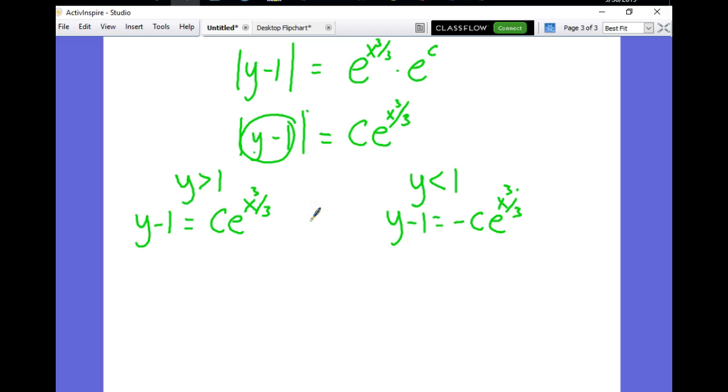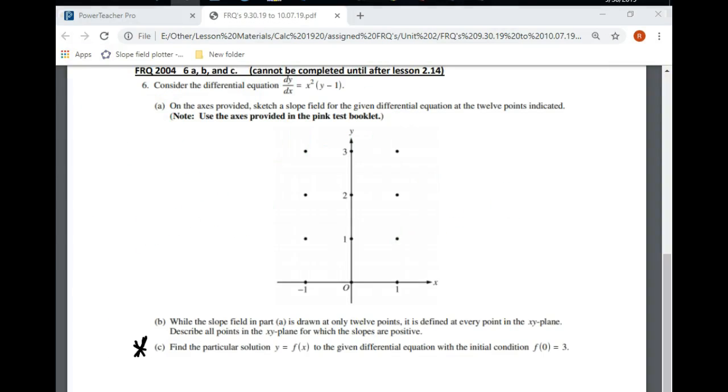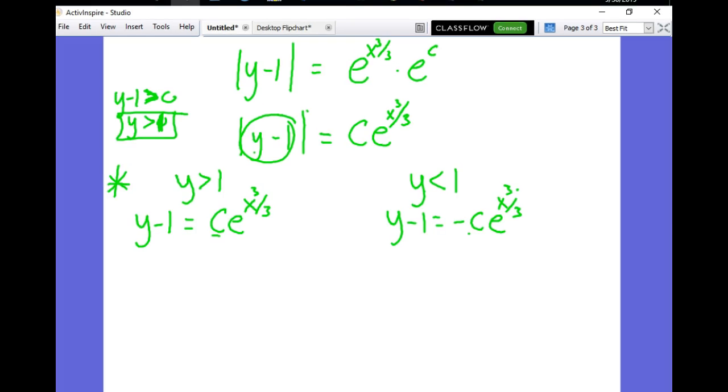Okay? Now, this is the part I'm concerned about. So understand, you basically take this expression y minus 1, set it greater than 0, solve for y, and this is the part that will tell you where it's positive, and the opposite will be where it's negative. Okay? So that's the big part. Now the second big part is deciding which equation we're going to use, and it all has to do with this initial condition over here. It says f of 0 equals 3.